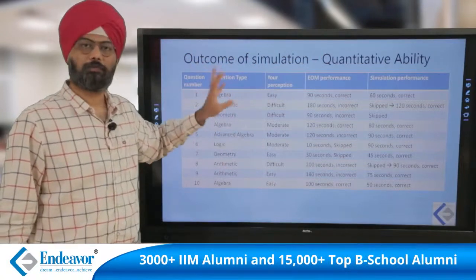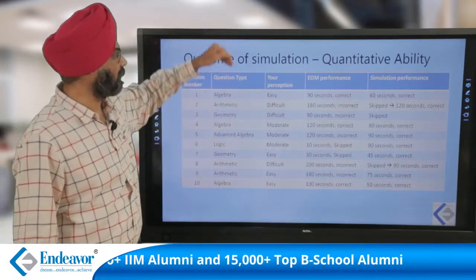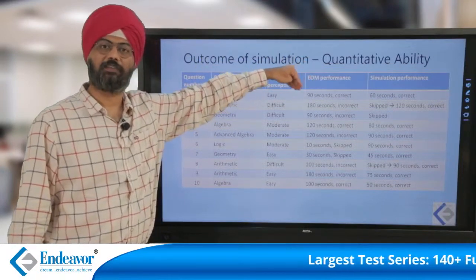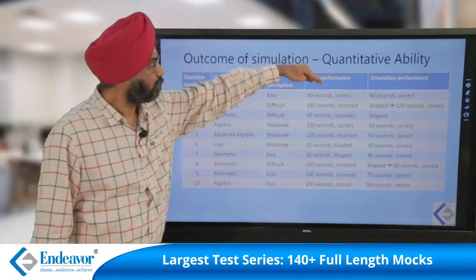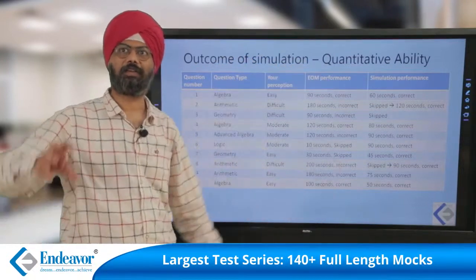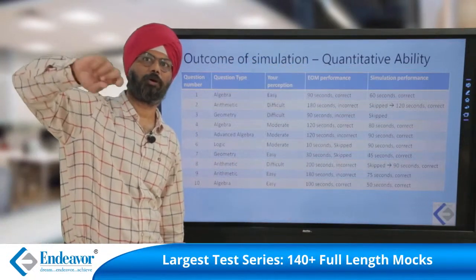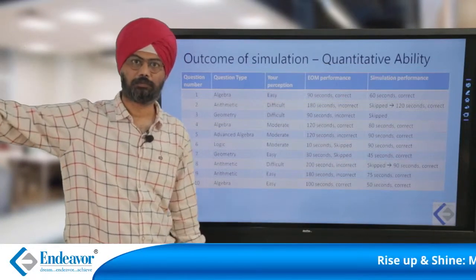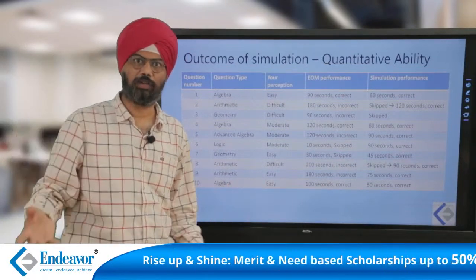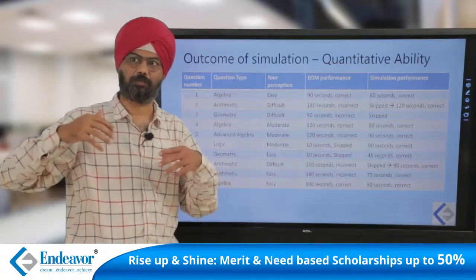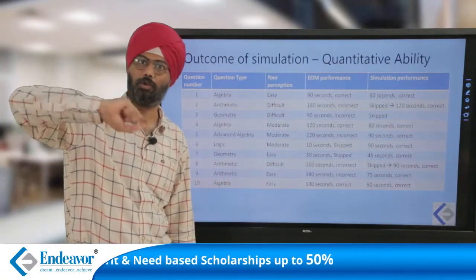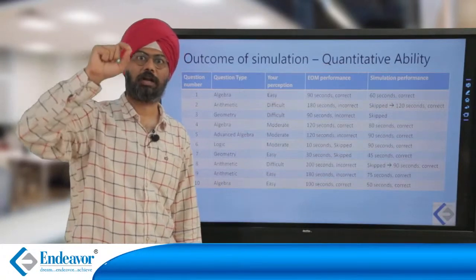Arithmetic question. My perception was difficult. इसीलिए when I gave it in the EOM, I got it incorrect despite giving it 3 minutes. Simulation में, sir, when I was taking the paper all over again, because I realized it is difficult, I just skipped it. I gave it 2 minutes and then I skipped it because I realized कि इसमें और time नहीं देना है. So, sir, will I skip it because मुझे पता है कि मेरा आंसर गलत है? No, because this is strategy.